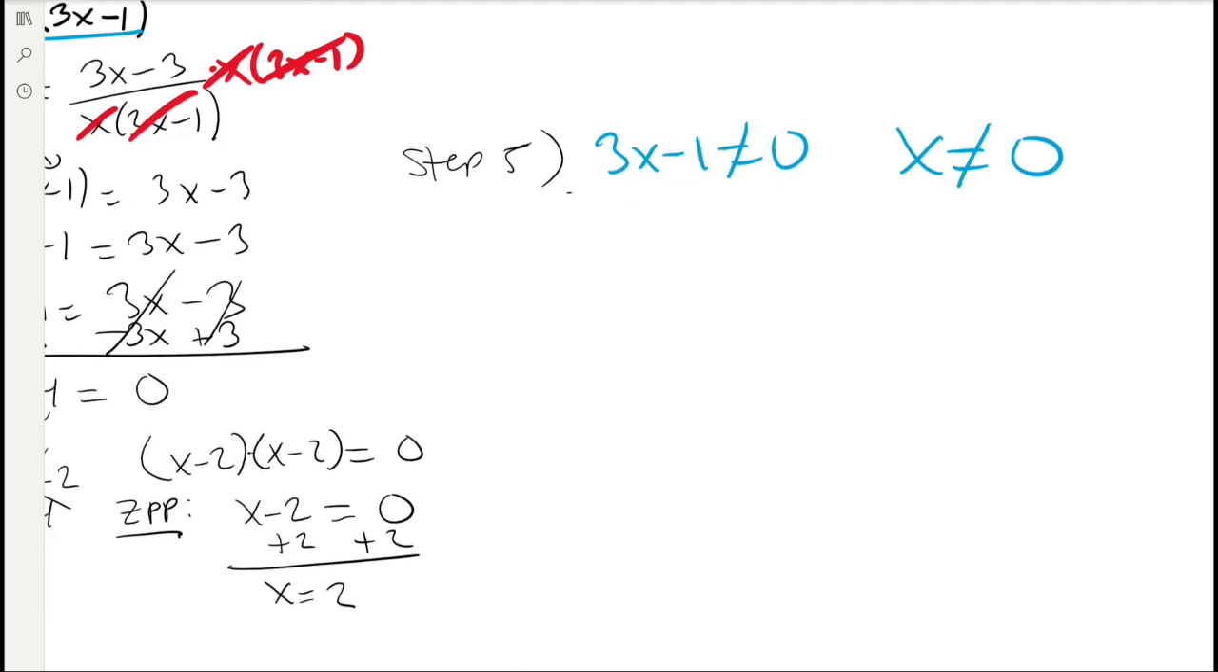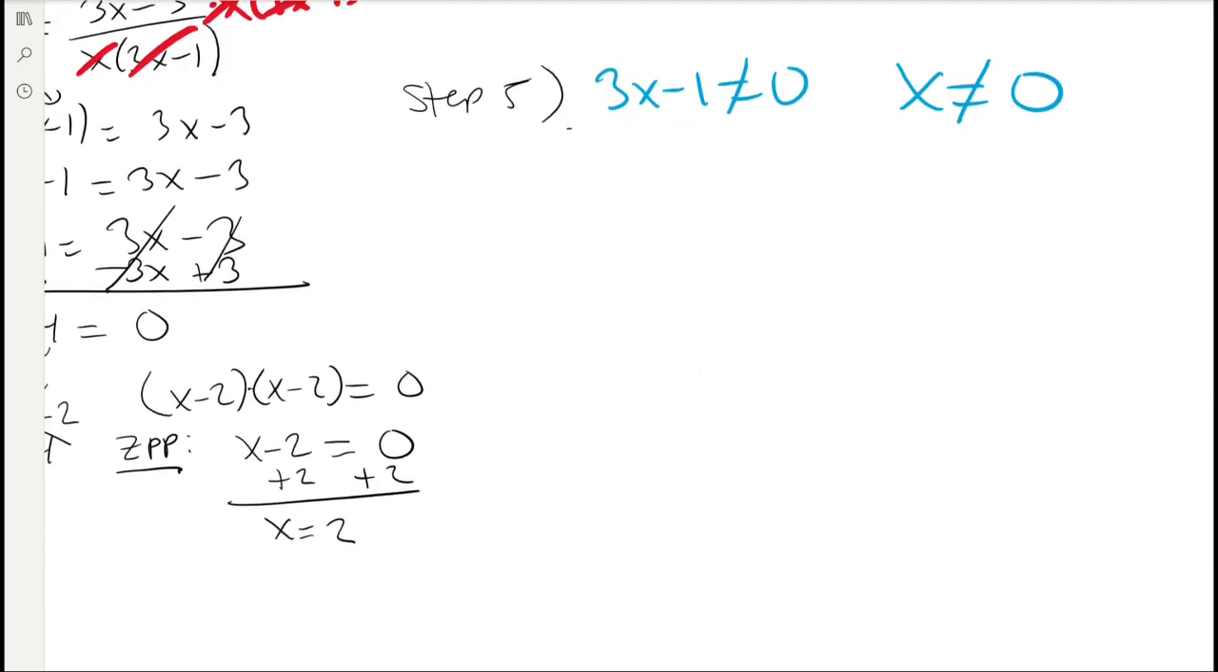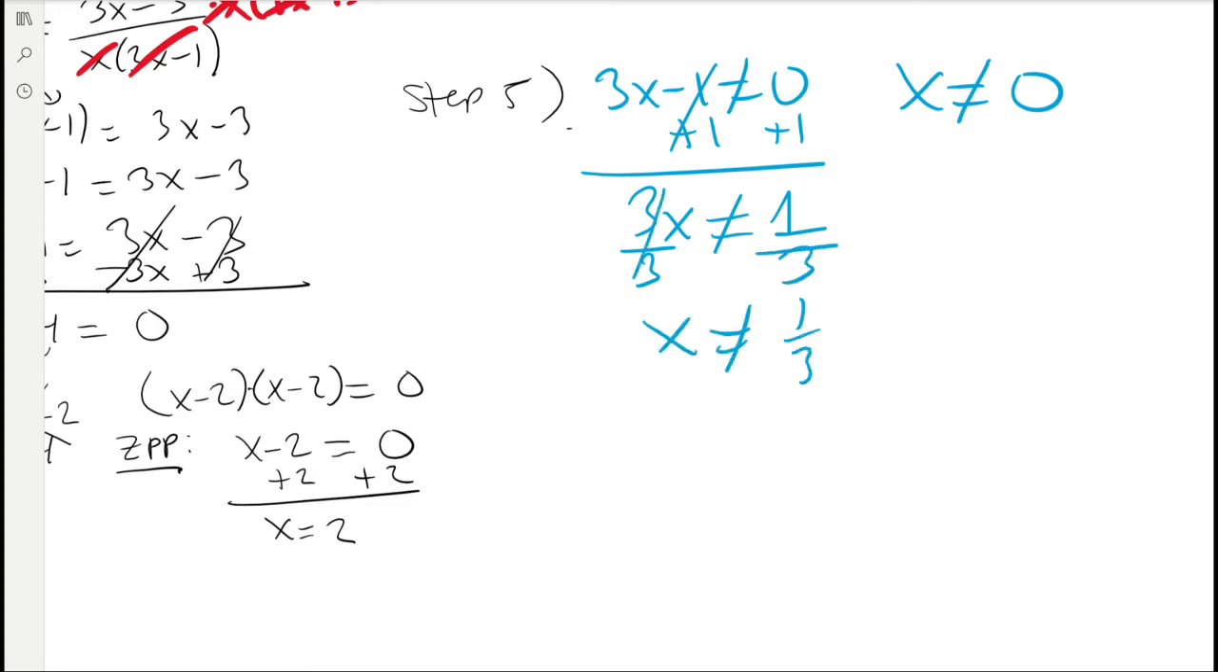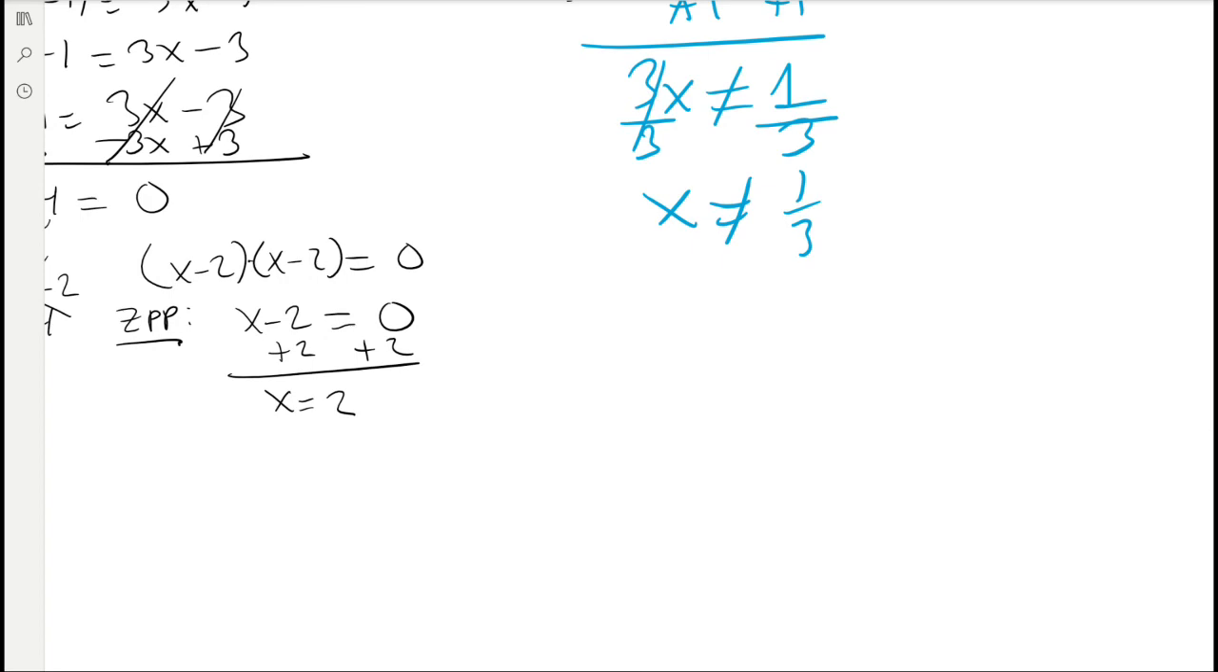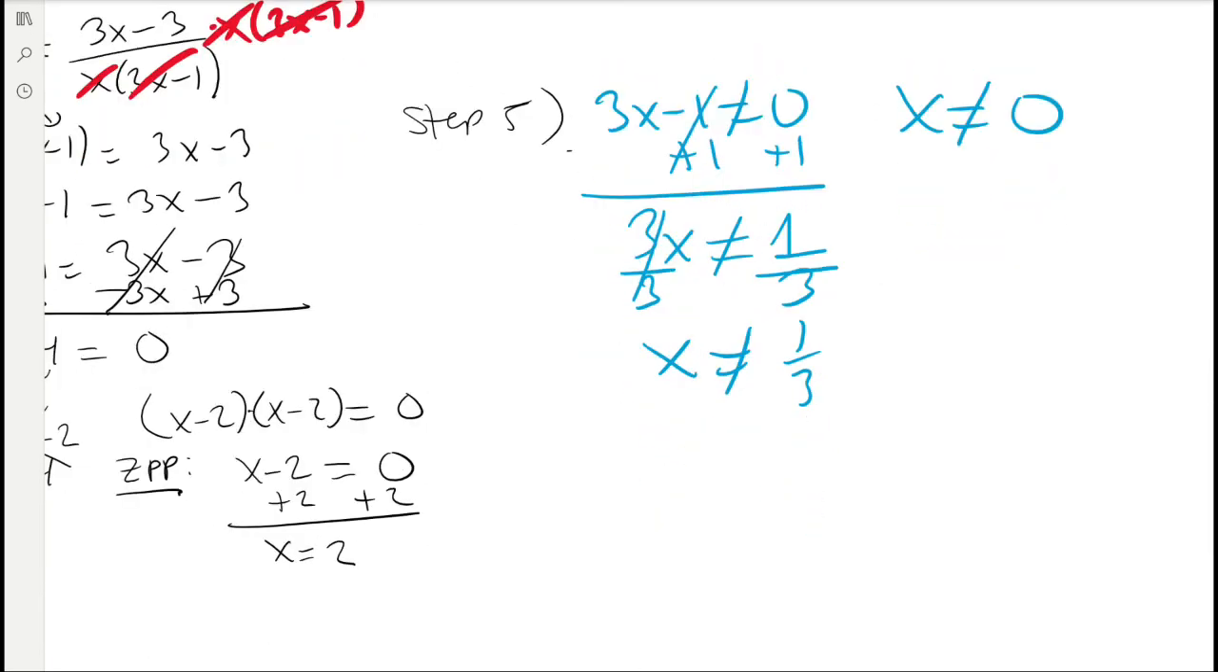This one's already obvious, x cannot be 0. The other one we have to solve, so we're going to add 1 on both sides, then divide by 3. So x cannot be 1/3. Which, notice, none of these restrictions match up with the solution that we have, which means that this is our final solution, x equals 2.